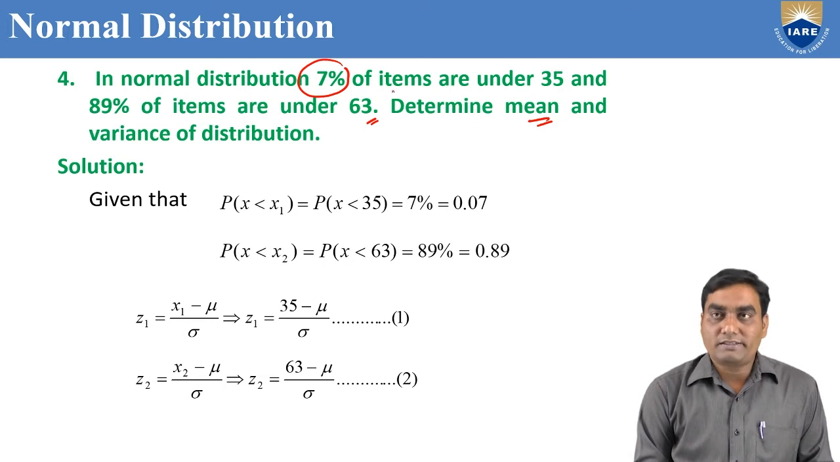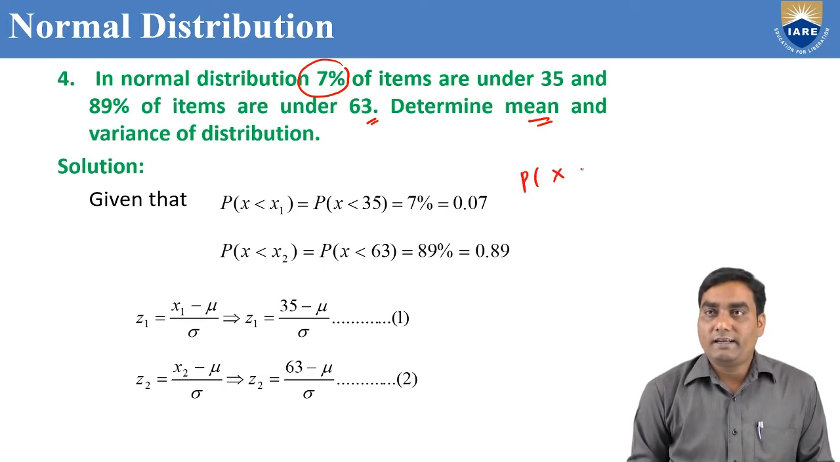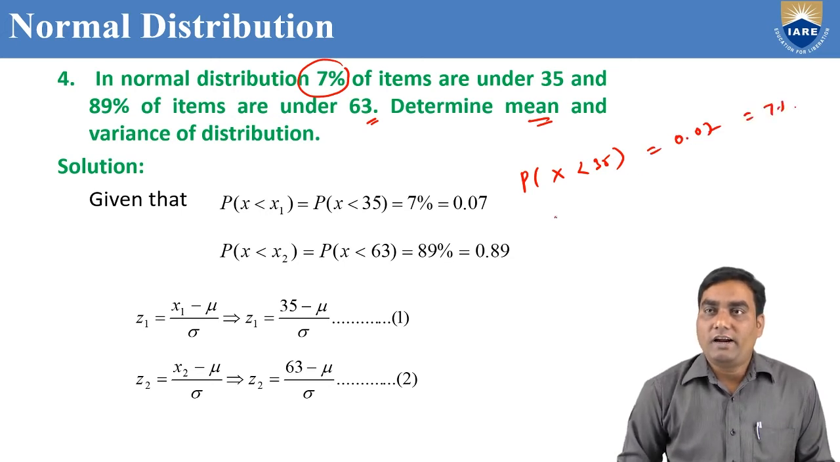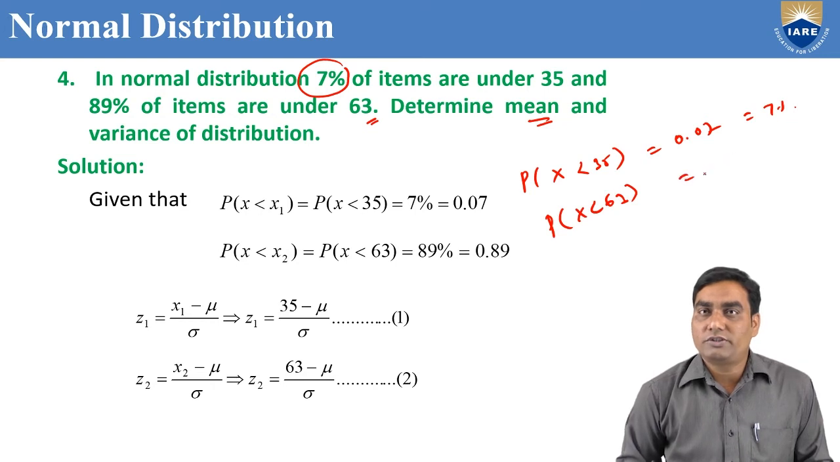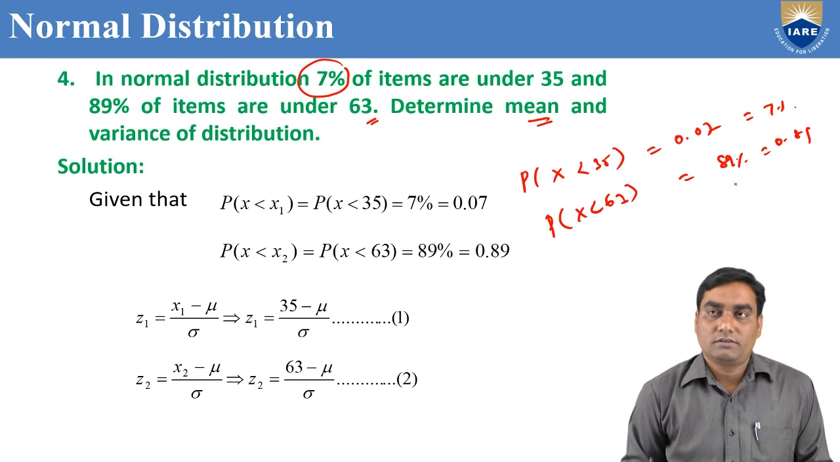See, 7% of items are under 35. X you take under 35, less than 35. P of X less than 35 is given as 7%. And under 63, P of X less than 63, how much? 89%. That means 0.89. So this one you can assume X1, this one you can call X2.